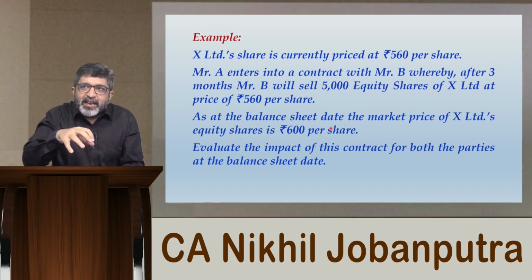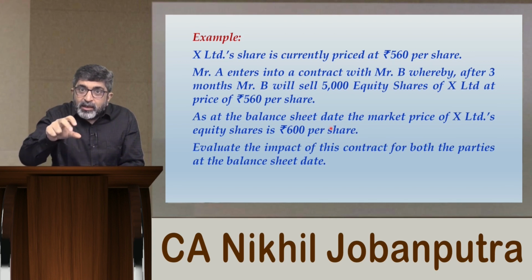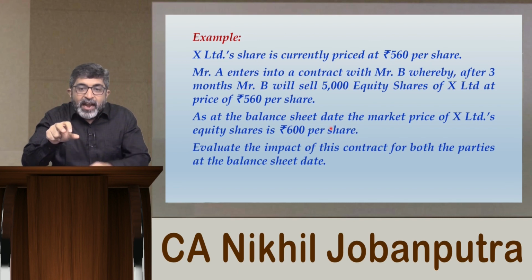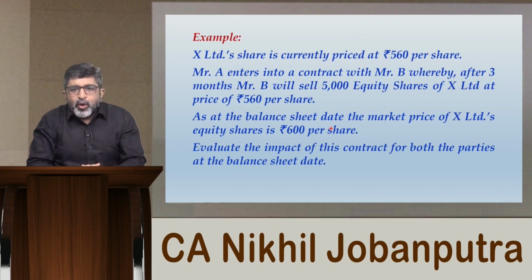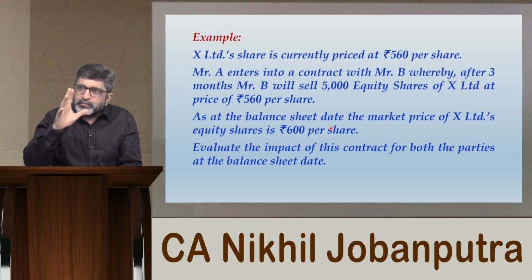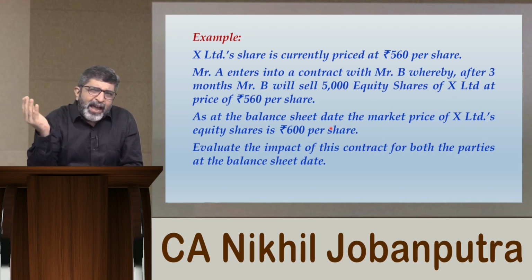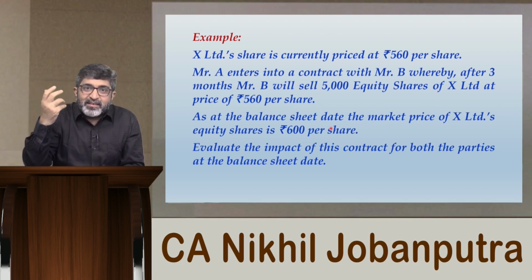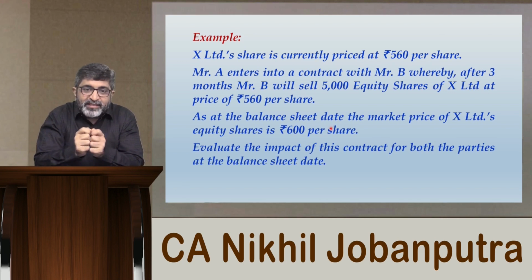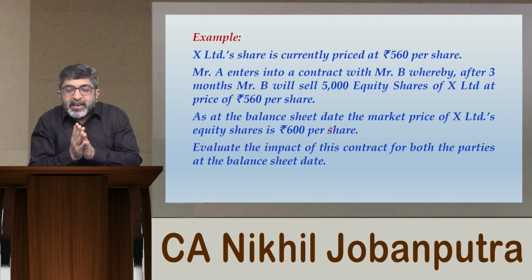Anyway, so now what is going to happen? At the balance sheet date, A will record this difference as a financial asset and B will record this as a financial liability. One more thing I'll tell you: have you ever thought of derivatives? Derivatives are generally settled in cash. That means actual buying and selling don't happen in derivatives.